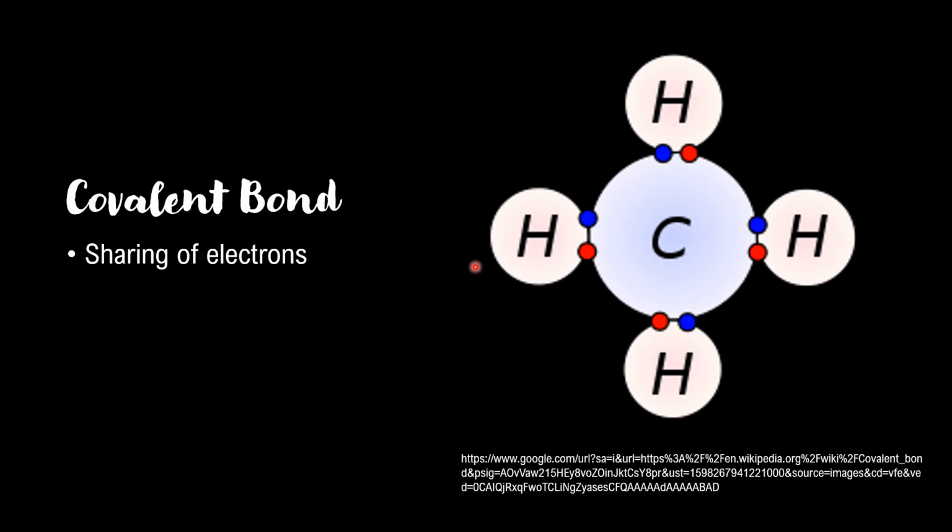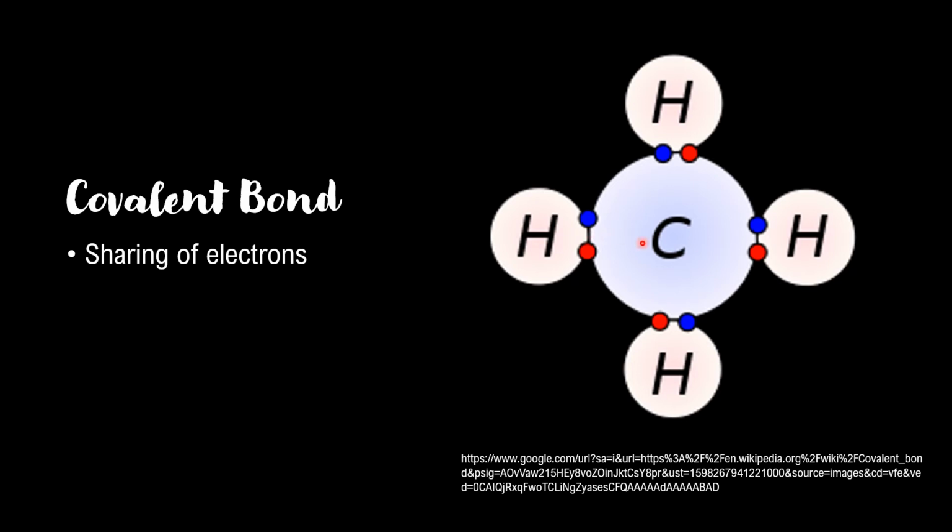Now, the next type of bond is the covalent bond, which is characterized by the sharing of electrons. In the previous slide, we have seen that in ionic bonding, there is a complete transfer of electrons. So sodium completely loses that one electron that it has transferred. Now, for covalent bonding, the electrons are being shared between two atoms.